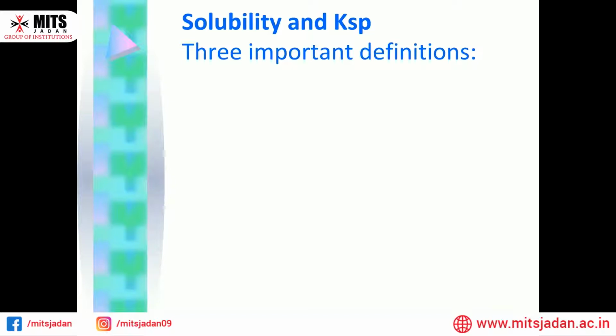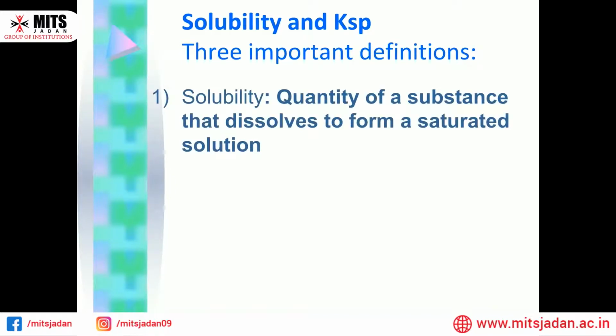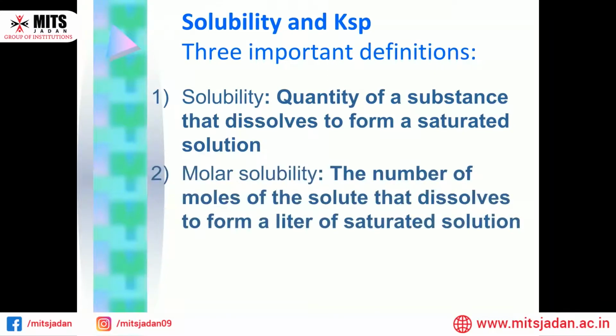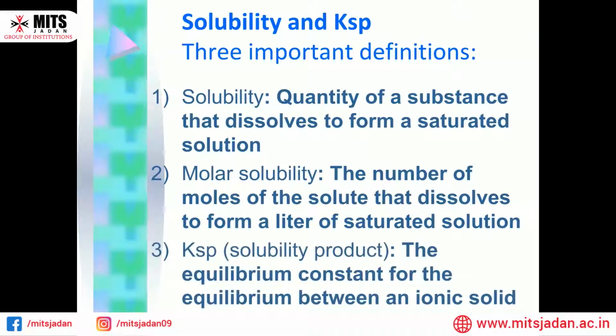Now there are some important definitions, which are as follows. First is solubility. Solubility is the quantity of a substance that dissolves to form a saturated solution. Molar solubility is the number of moles of the solute that dissolves to form a liter of the saturated solution. And the KSP, that is the solubility product, is the equilibrium constant for the equilibrium between an ionic solid and its saturated solution. So these three definitions are very important in this video.